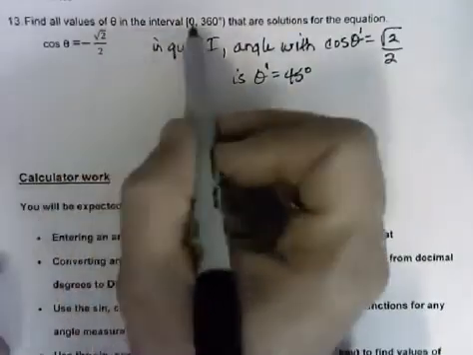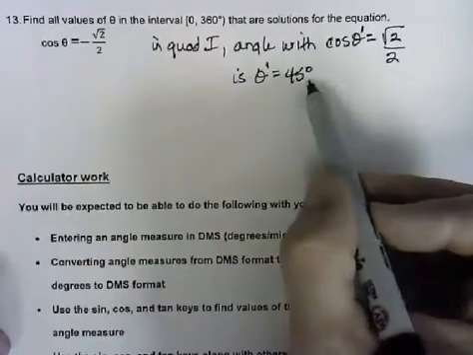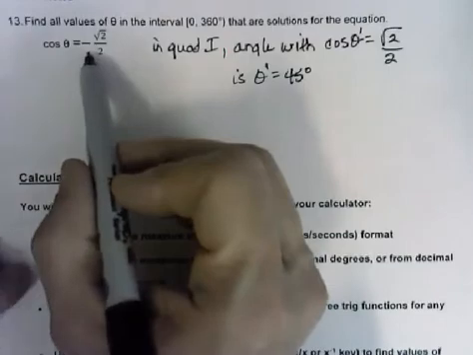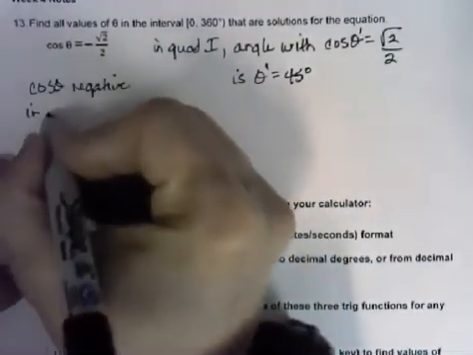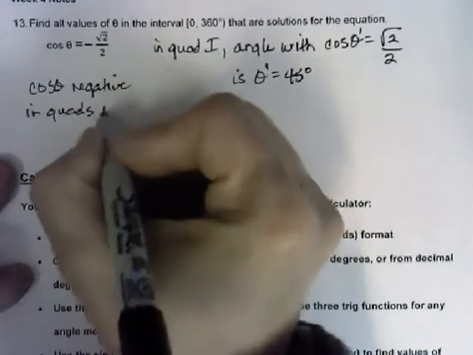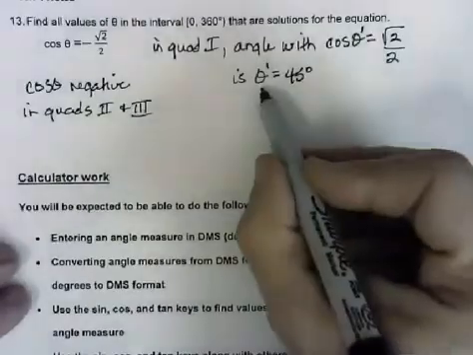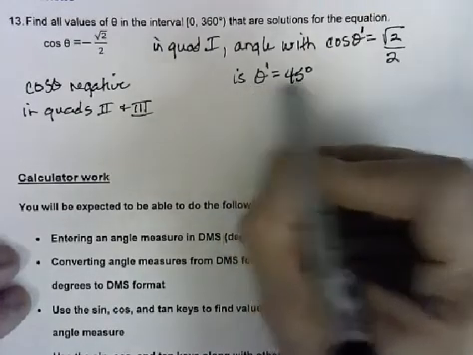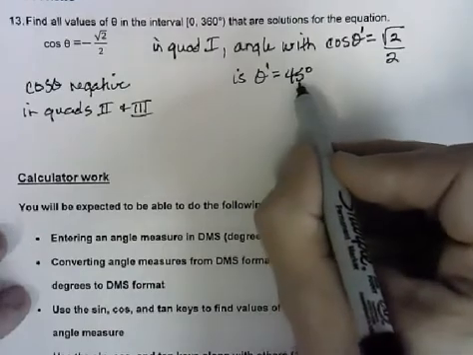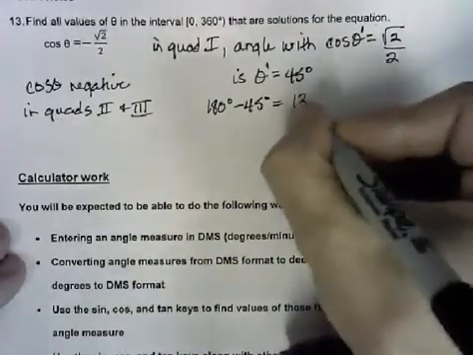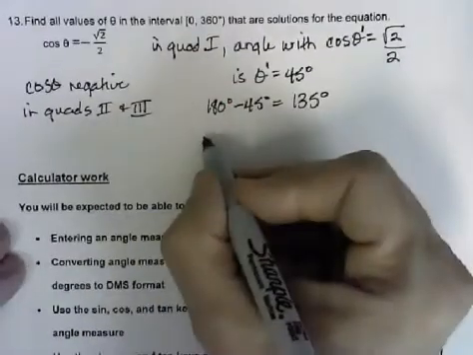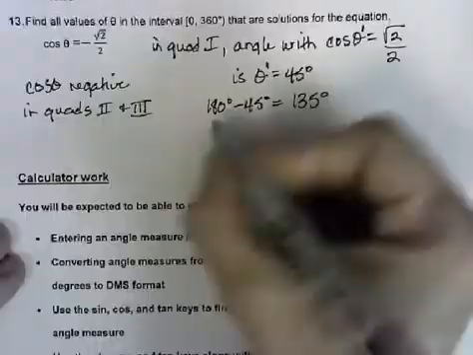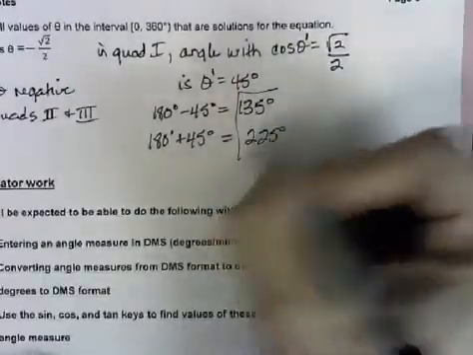Our reference angle then is 45 degrees. We want to find the two angles between 0 and 360 that have 45 degrees for a reference angle, but in a quadrant where the cosine is negative. Where cosine is negative is in quadrants 2 and 3. We want to find the angle in quadrant 2 that has this for a reference angle. To get the quadrant 2 angle, we would take 180 degrees and subtract this. That gives us 135 degrees. And then in quadrant 3, we would actually take 180 degrees and add this. So these are our two angles.